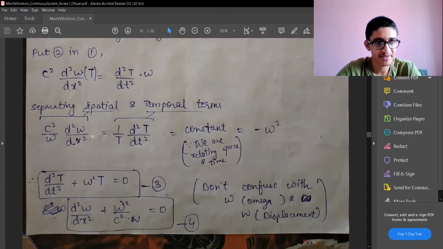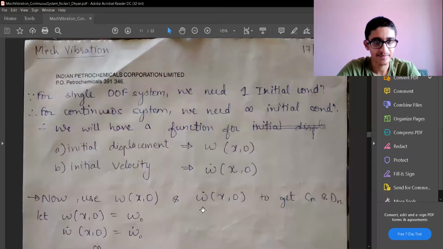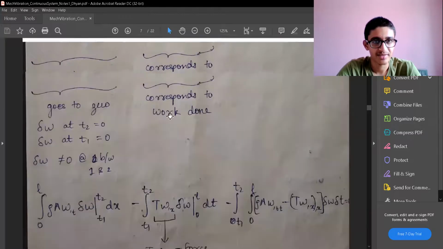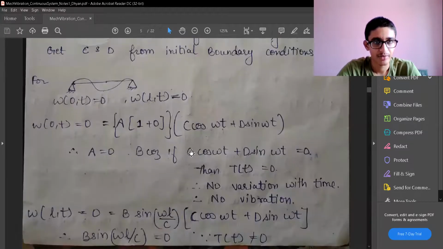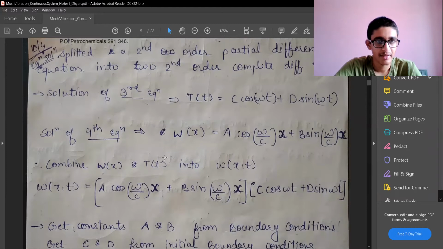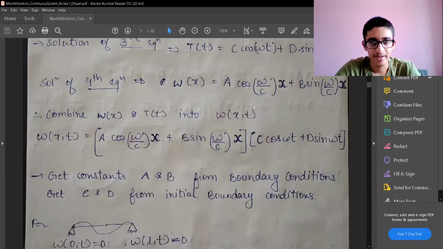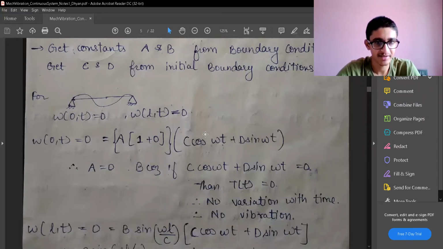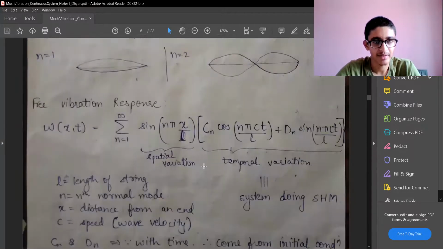I'm going to use the spatial coordinate with minus omega square, and the temporal terms with omega square, so I'll get two equations. I can again solve these equations, and I'll get the same thing we got earlier. Let me just show you that. We'll again get the time and displacement separately in terms of cos and sine, with the four constants A, B, C, D. We can get the constants from the boundary conditions and initial conditions, and as per those, we'll get the response.